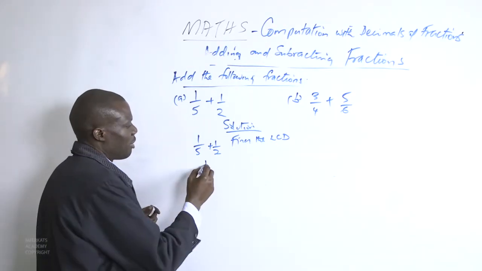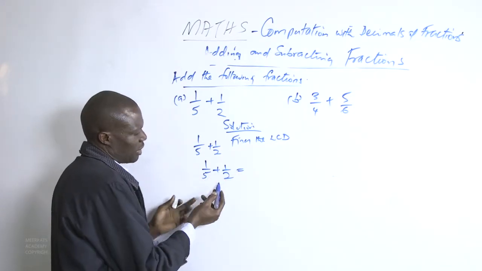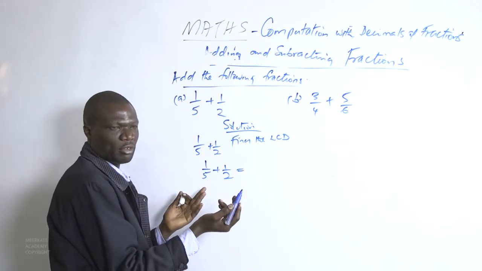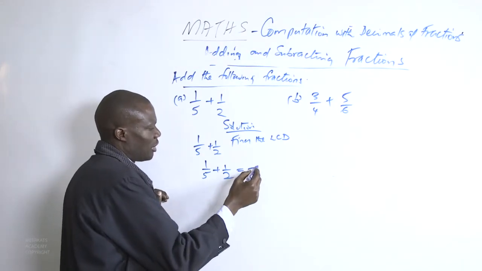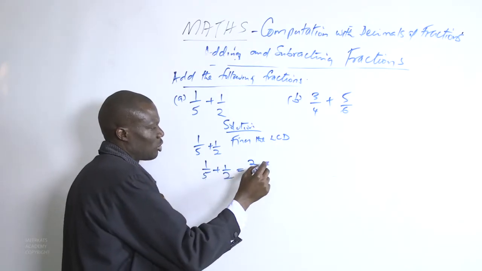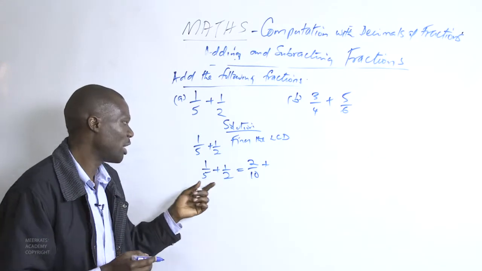So you'll find that for 1 over 5 plus 1 over 2, the denominator is 5 times 2, which is 10. 10 divided by 5 is 2, and 2 times 1 is 2. So a fifth is equivalent to 2 over 10.